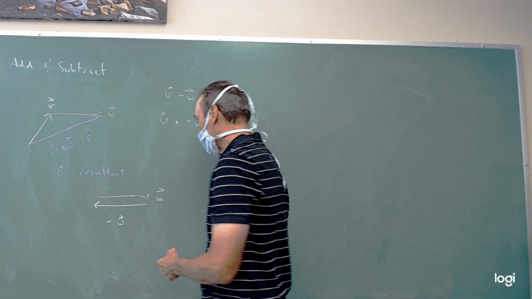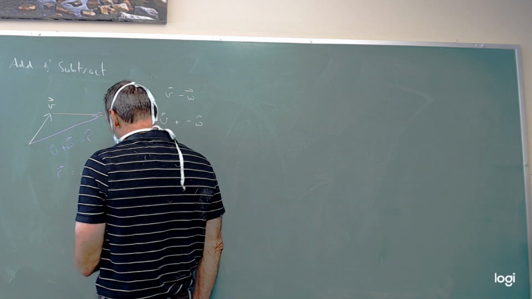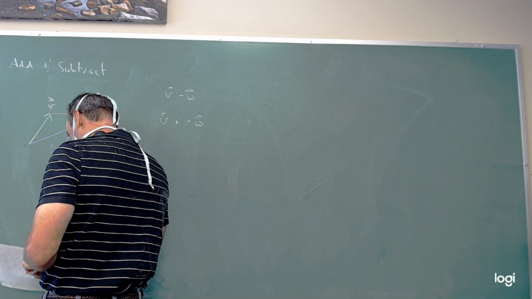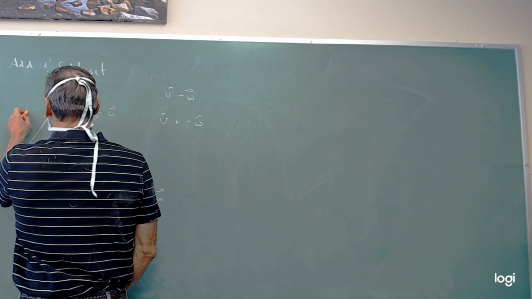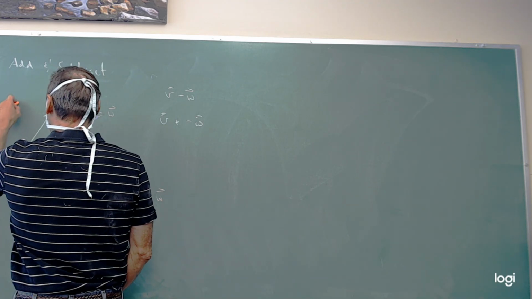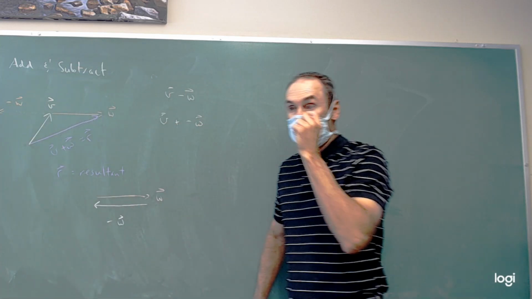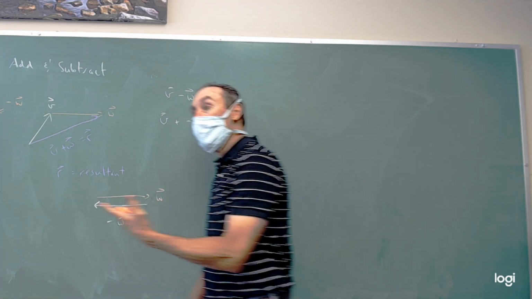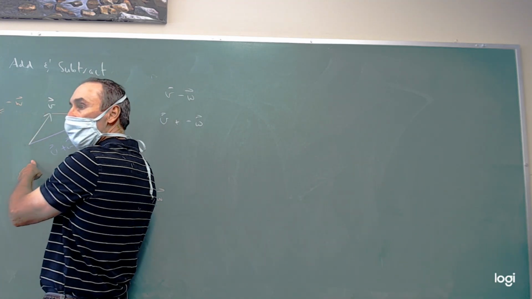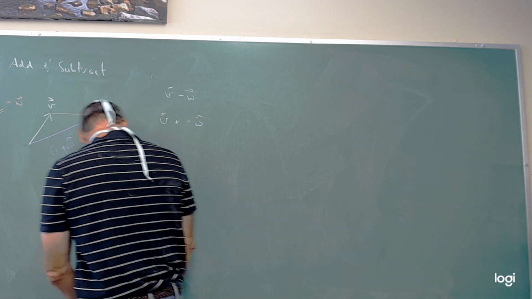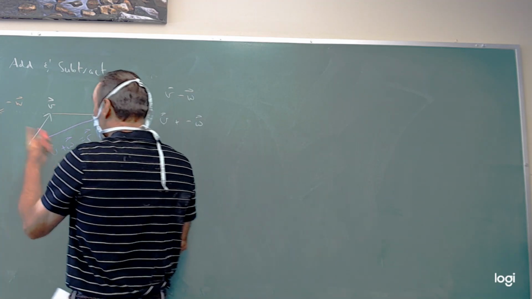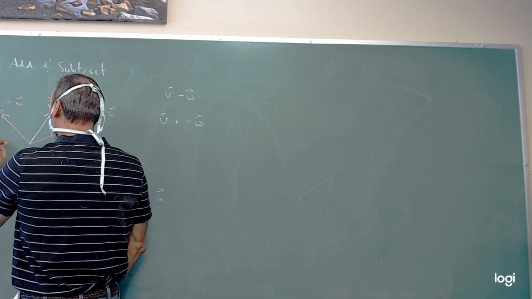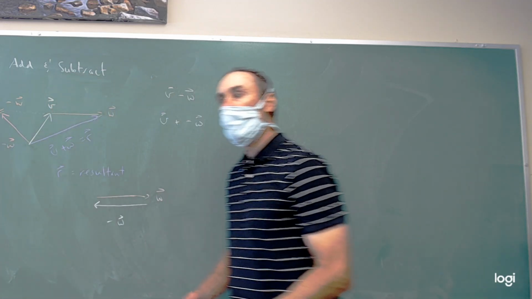And so then again, we can slide w, or negative w, so that it lines up. So now here is our negative w, the same length that w was, but pointing in the opposite direction. And we slide it so that it goes tip to tail with v. And then that resultant, now we're just adding, so our resultant is going to be that vector v minus w. Is that okay?